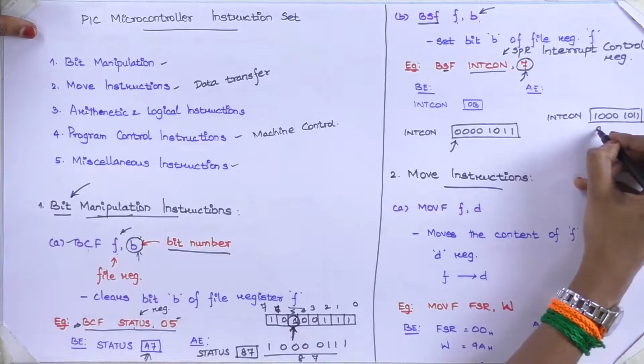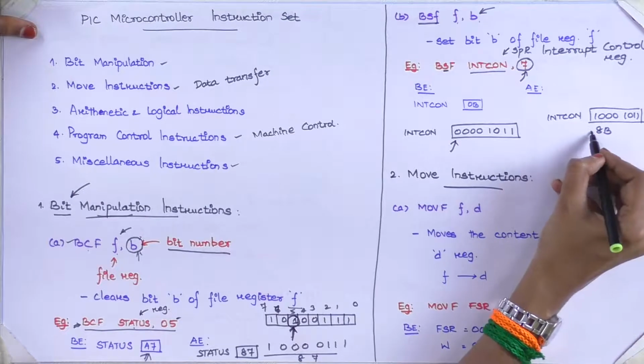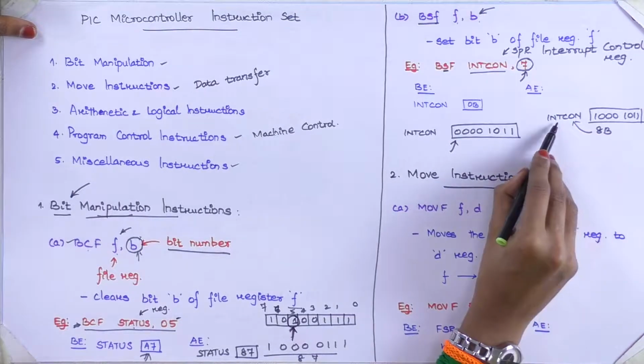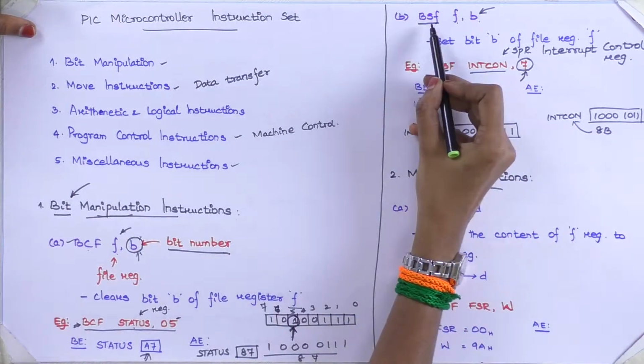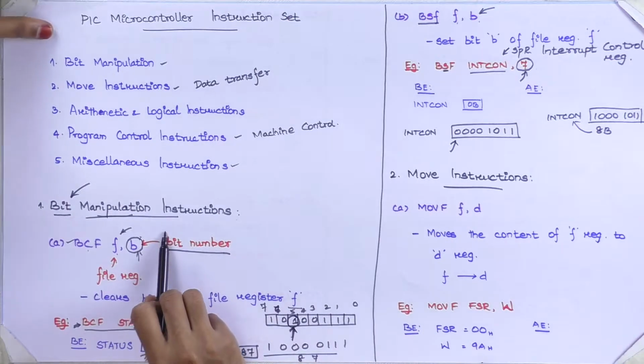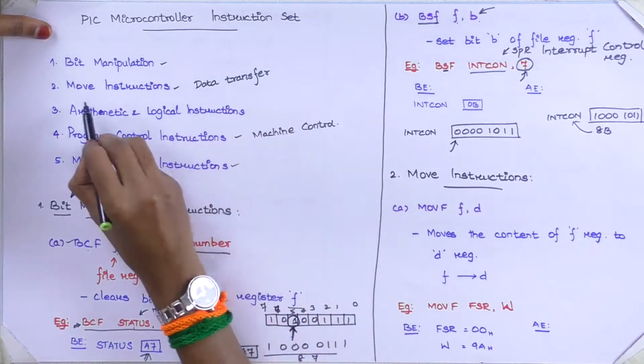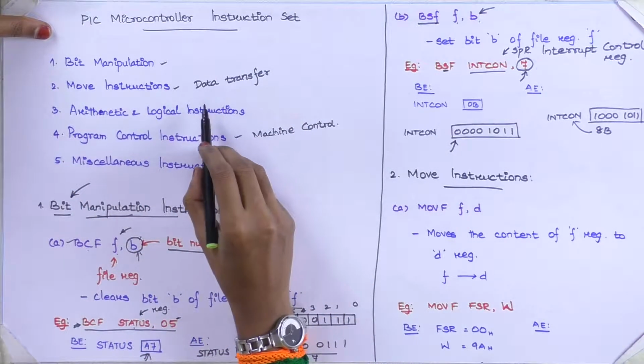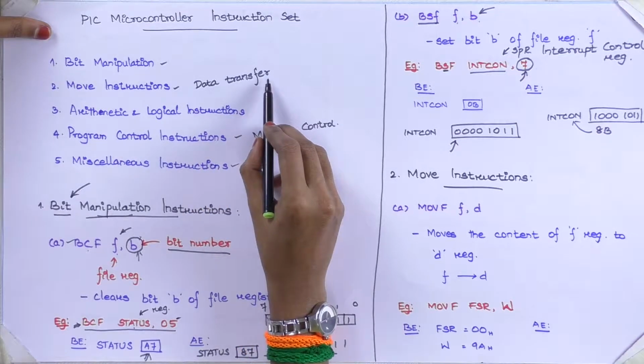10001011, which is nothing but 8B. So now 8B will be stored in the interrupt control register. So these two are the bit manipulation instructions. Fine. So the second set of instructions is move instructions, which is nothing but data transfer instructions.